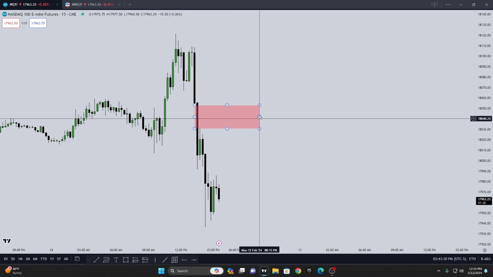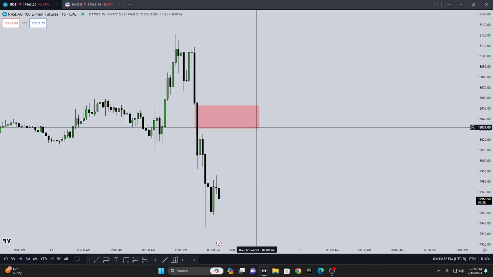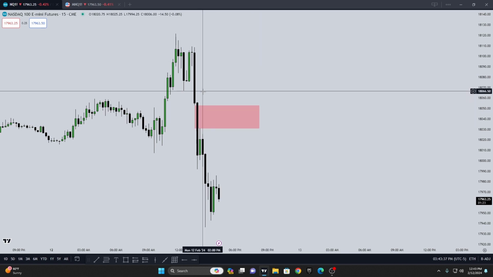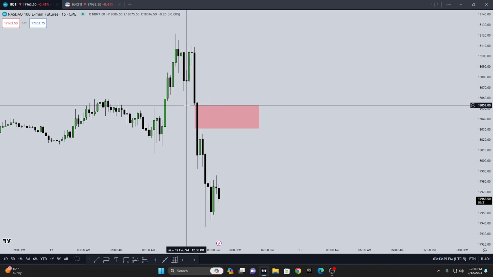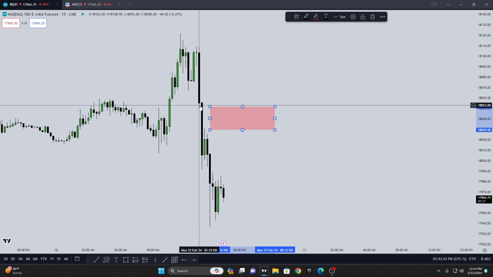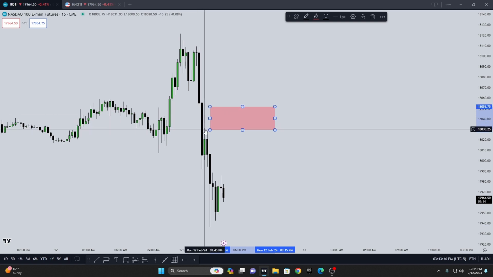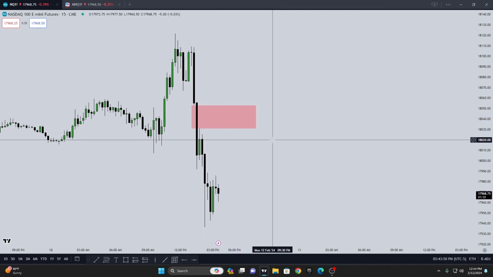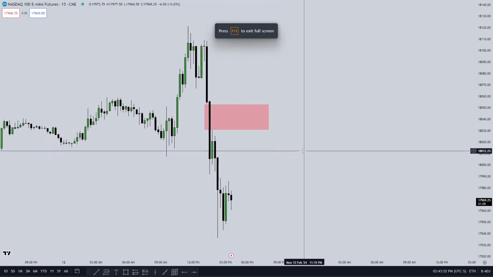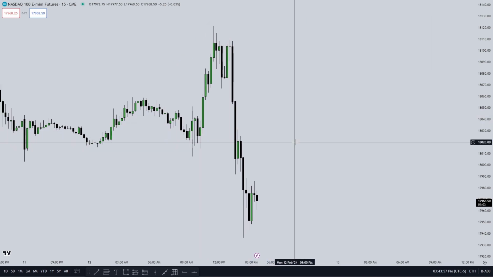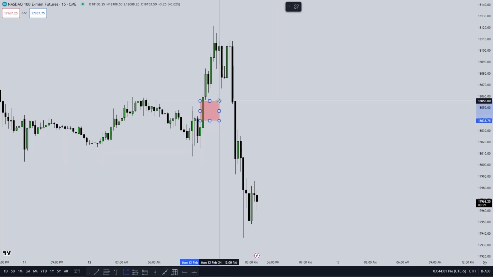So this is a regular fair value gap. It's a 3-candle pattern, and there's an imbalance or a displacement between this right here and this wick right here, and that is the imbalance right there. Okay, so I'm going to get rid of that. That is the imbalance.